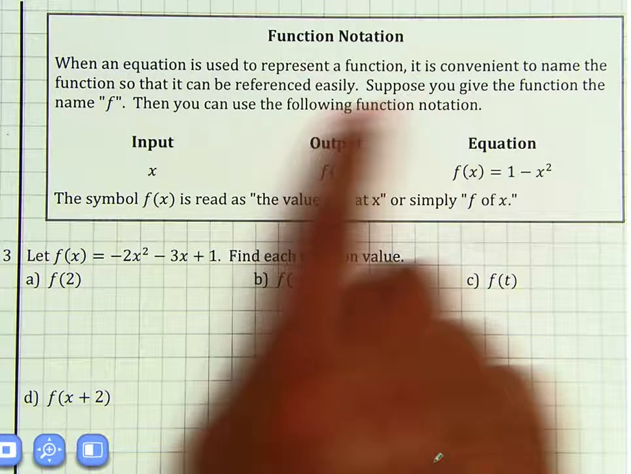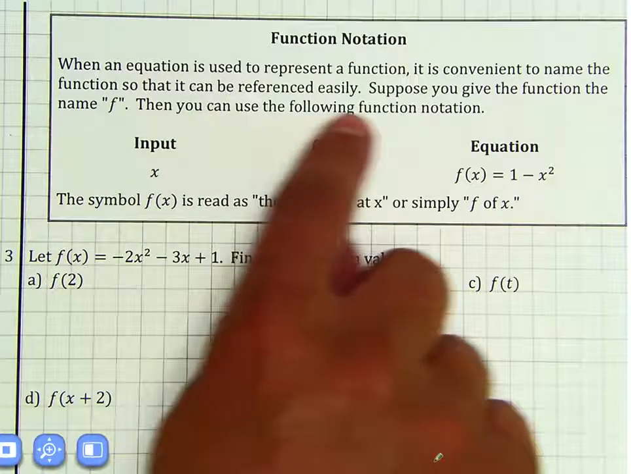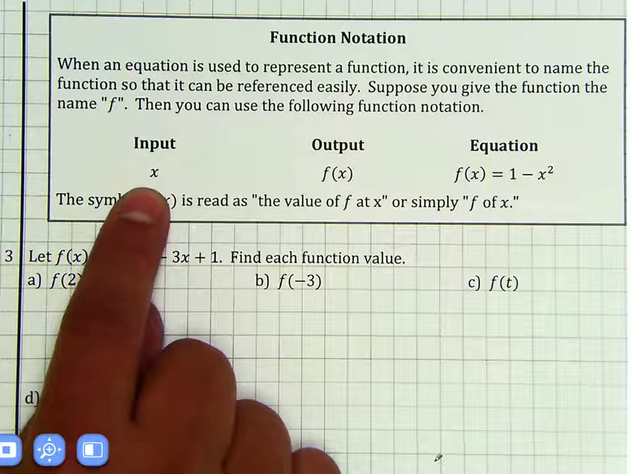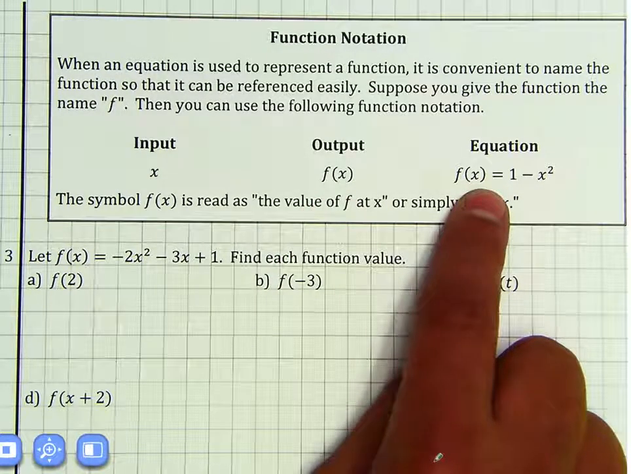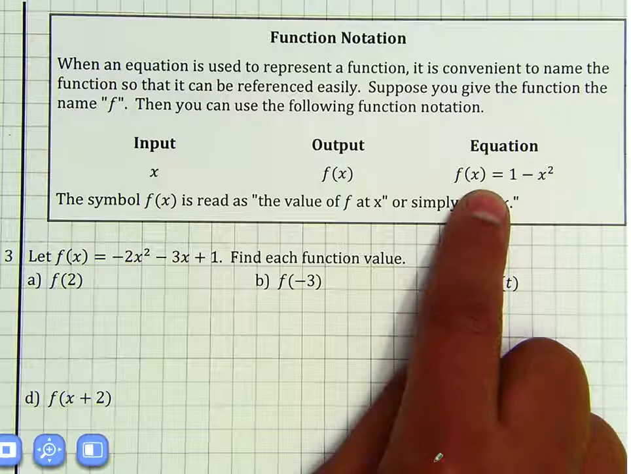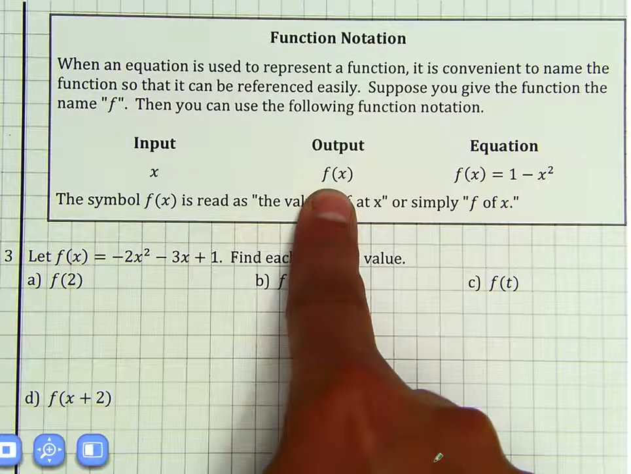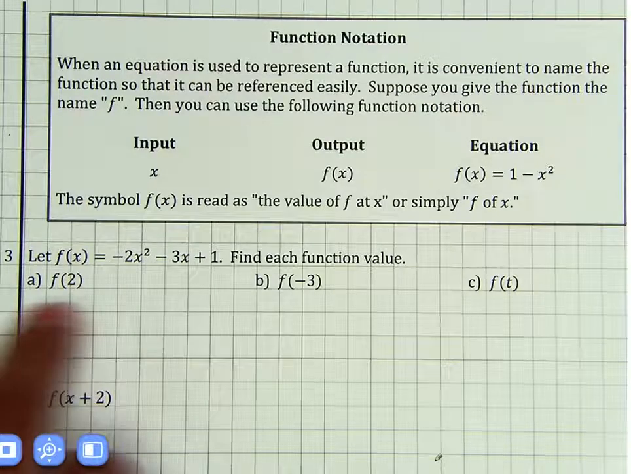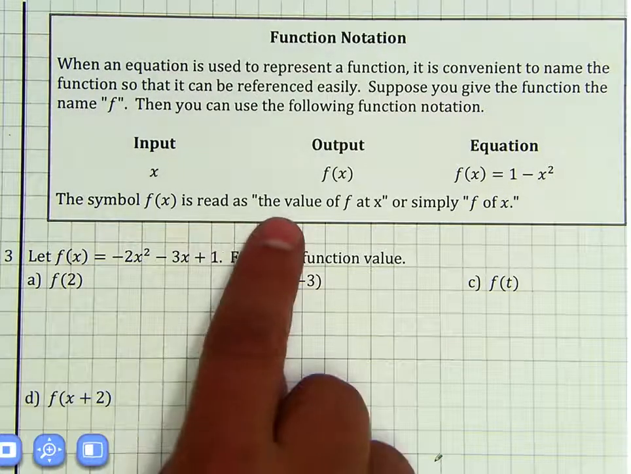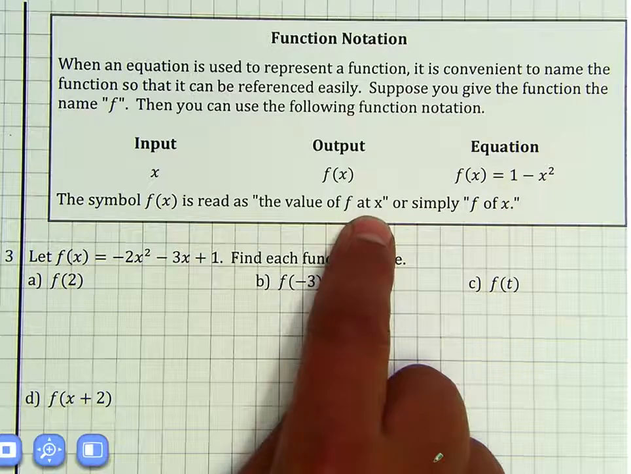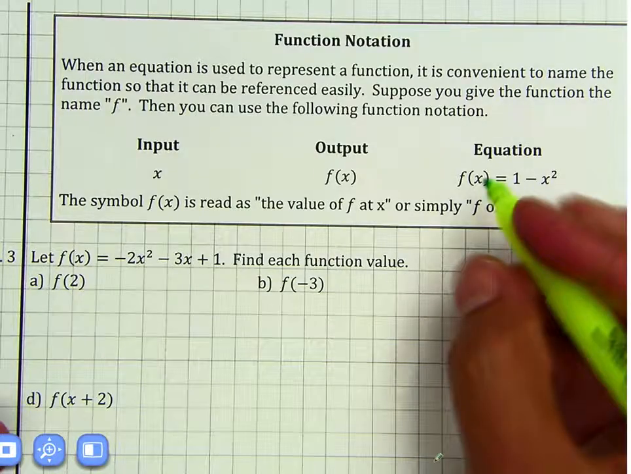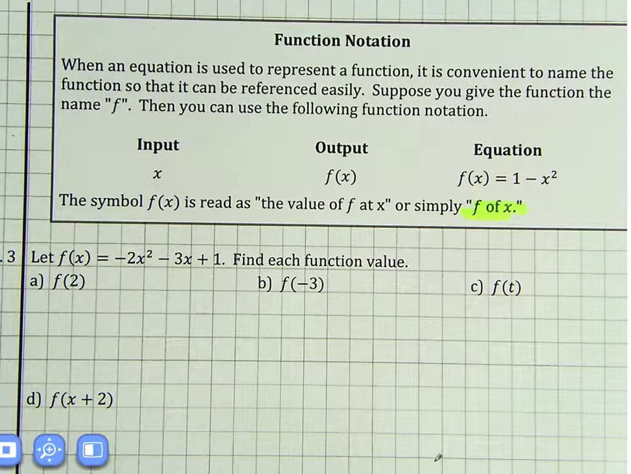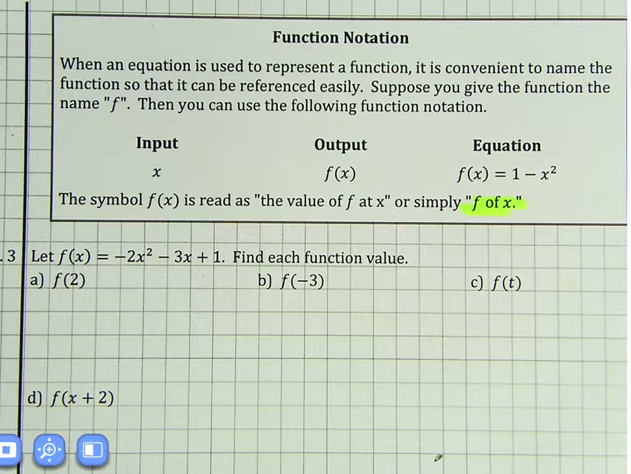Suppose you give the function a name f, then you can use the following function notation. The input will be x, output will be f of x, and the function will be written like this. So therefore, instead of y it will be just f of x. Same thing that you guys saw last year in algebra 1. And we usually read it as the value of f at x, or most of the time we just say f of x. Example number 3.